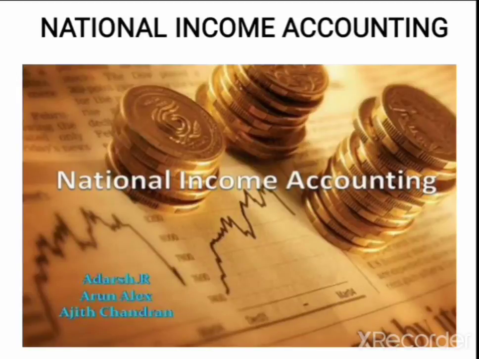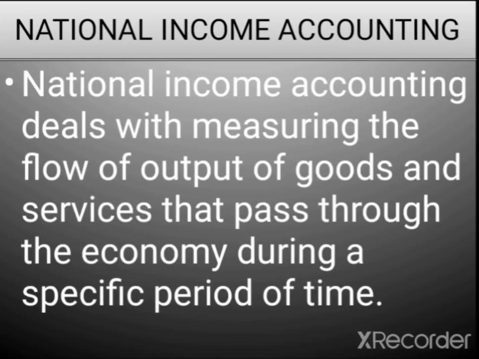National income accounting deals with measuring the flow of output of goods and services that passes through the economy during a specific period of time. What does it simply mean? National income accounting deals with recording the total amount of goods and services produced in an economy. What is the level of output of goods and services produced in an economy? That's what national income accounting actually does.